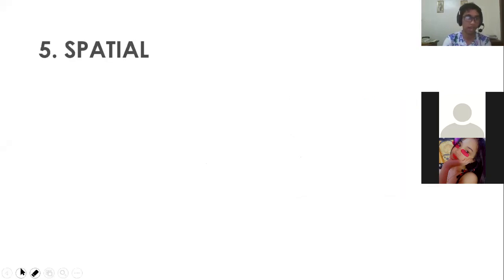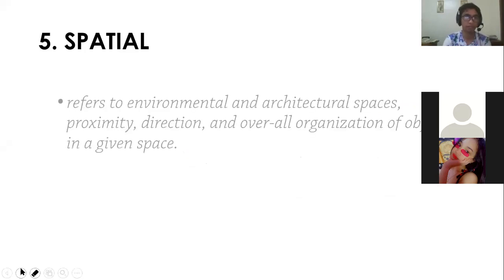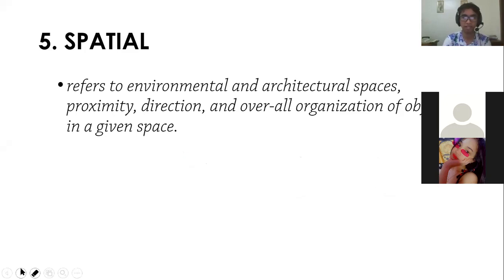Let's now proceed to the spatial. Spatial refers to the environmental and architectural spaces, proximity, direction, and overall organization of objects in a given space. I wasn't able to download the following examples, interior design. So if you are to really look for an architecture or design, of course you can see the congruency, the balance, the motif, the theme. So you consider also spatial or the place.